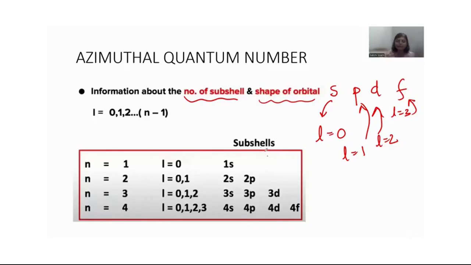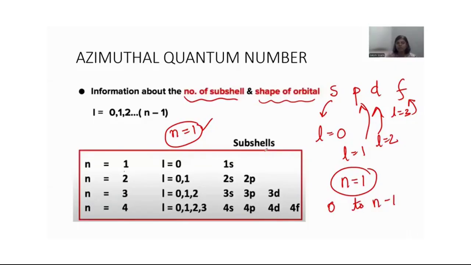Now, for any principal quantum number, how do you calculate the number of subshells? For example, for n equal to 1, how do I calculate the azimuthal quantum number? The azimuthal quantum number ranges from 0 to n minus 1. Here n is 1, so 0 to n minus 1 will be 0 only, because 1 minus 1 is 0.